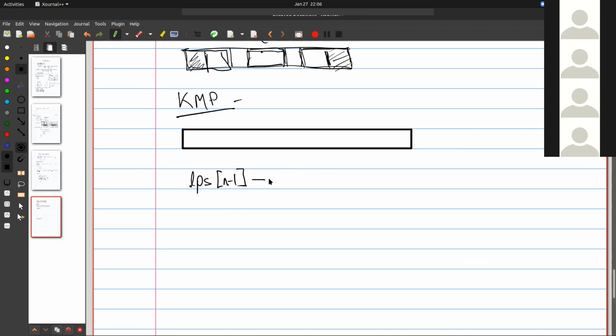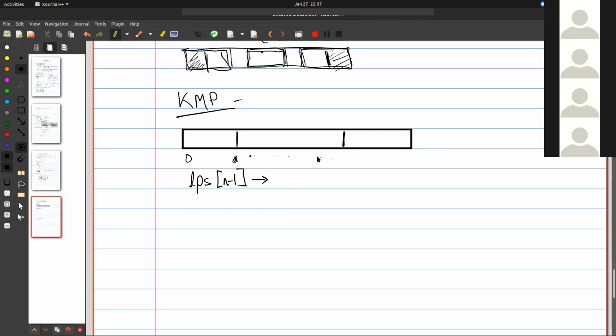I'll go ahead. LPS of n minus 1 tells me the largest prefix that is also the suffix of the current string. So what I want to do is check at every position whether this string occurs again. For all the positions after this point, suppose this value is x, I will check whether x occurs anywhere here till before n minus 1. If it occurs anywhere here, it means that it occurs for the third time, and that's all we need.